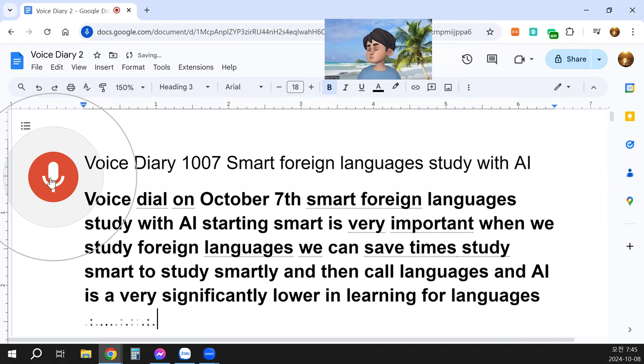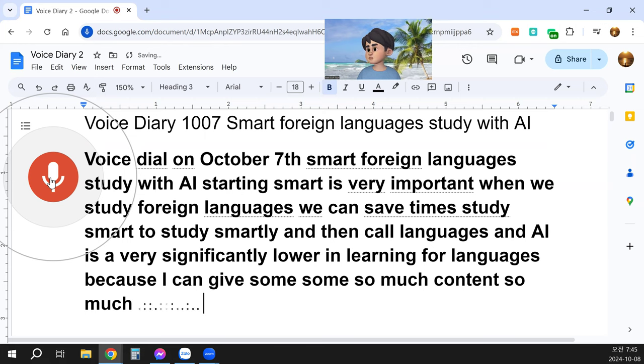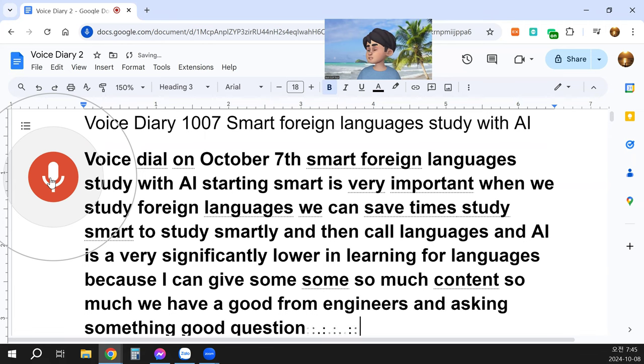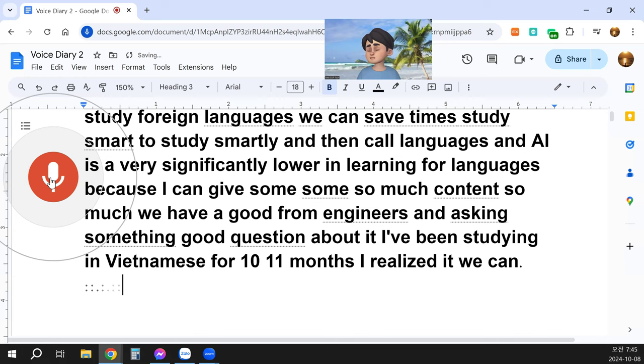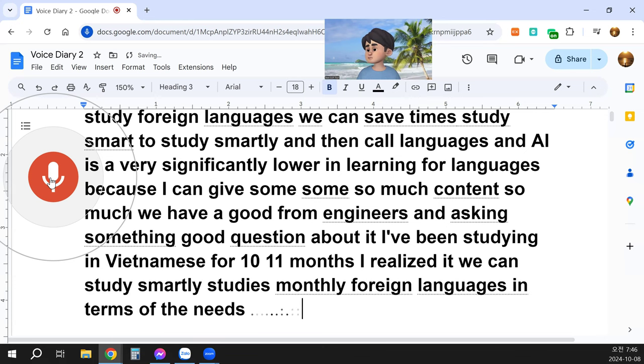AI can give so much personalized content if we have good prompt engineering and ask good questions about it. I've been studying Vietnamese for 10, 11 months. I realized that we can study foreign languages smartly in terms of the needs, why we study these languages.